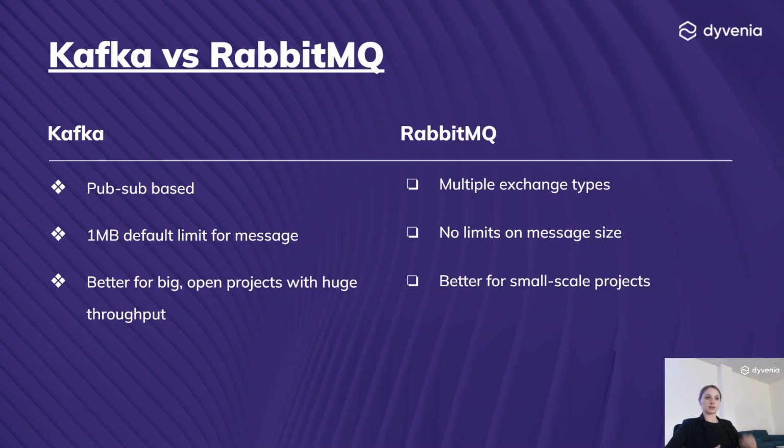Kafka by default has a 1 megabyte limit for message size. But yeah, as I said, you can send a 1 gigabyte video of your cat. Yeah, sure. RabbitMQ doesn't have a limit on your message size. And generally, Kafka is better for big open projects, huge throughput. RabbitMQ is better for small scale projects.